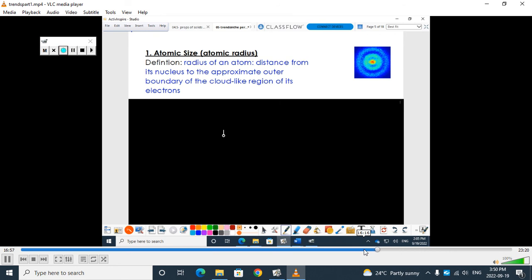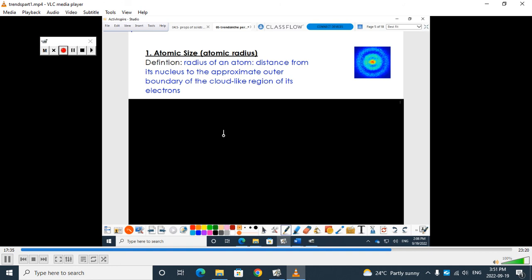So far we've talked about Bohr Rutherford diagrams, and that's the model we've used for the atom. Because we want to move away from the limitations of Bohr Rutherford, this diagram reflects a little bit better really what's happening in the atom. So it says the radius of an atom is the distance from its nucleus to the approximate outer boundary of the cloud-like region of its electrons.